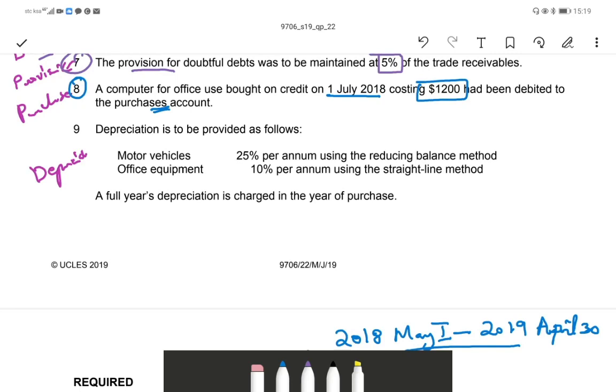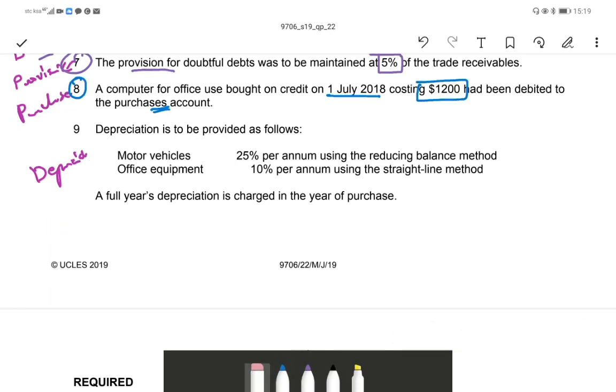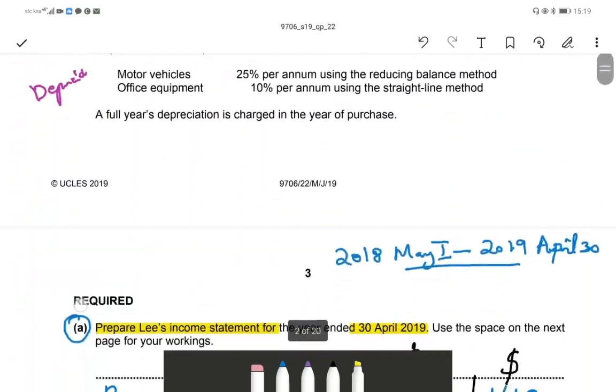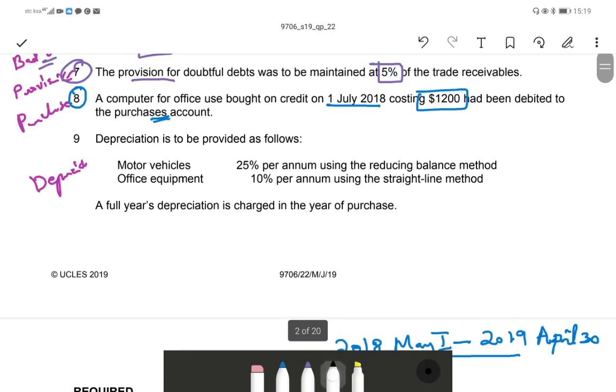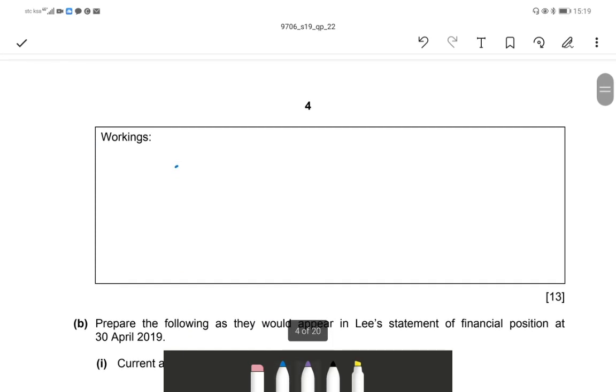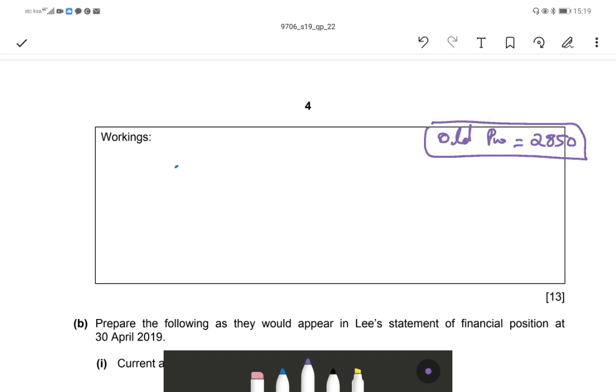So we have to compare the old provision and new provision. The old provision is 2,850. Old provision is given 2,850. That is the old provision. So you can do that in the workings also. Here we can do old provision 2,850. That is on one side. Then new provision, we have to do the new provision.